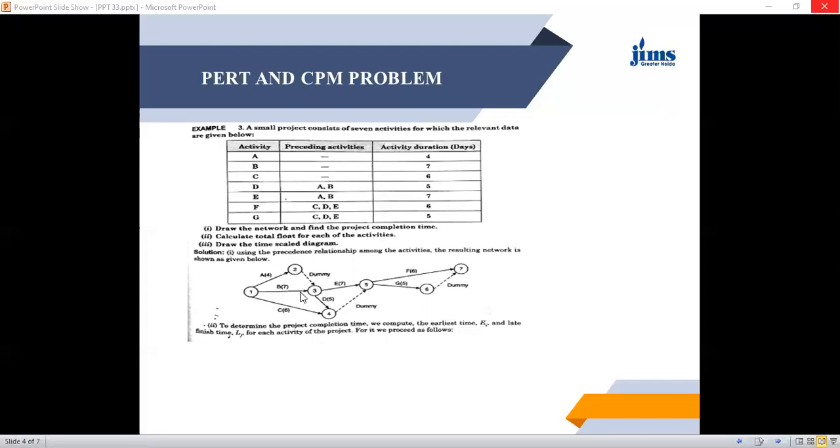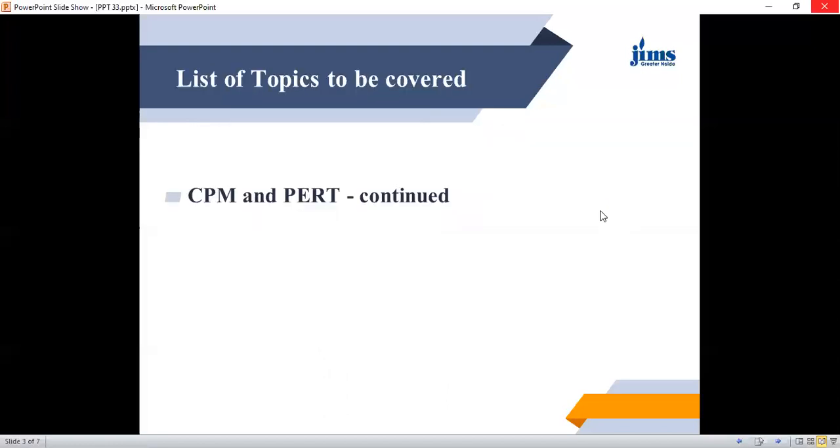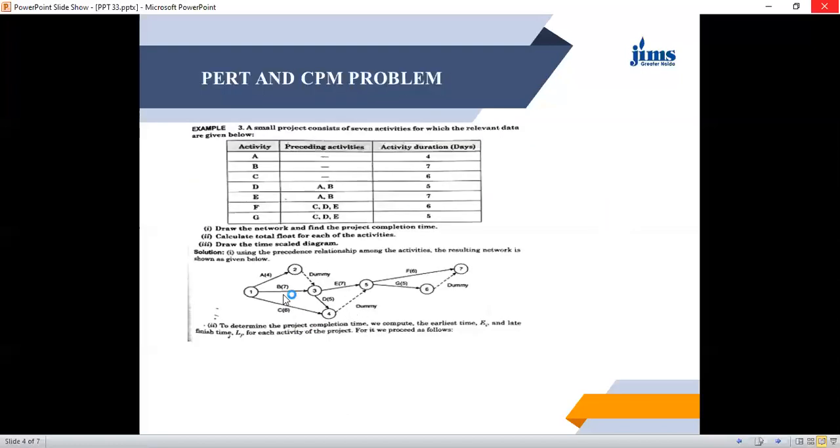And in the forward pass method, when we have two or more routes to reach a particular node, then the maximum of the activity timings will be considered as the node time for that. So see here what happens.